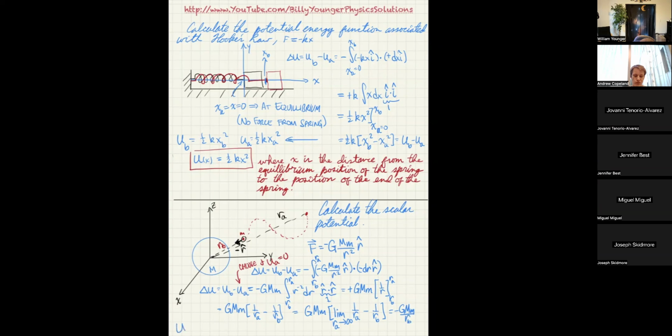So UB is equal to negative GMM over RB. And more generally, that means U of R is equal to negative GMM over R. And that's our new potential energy function.